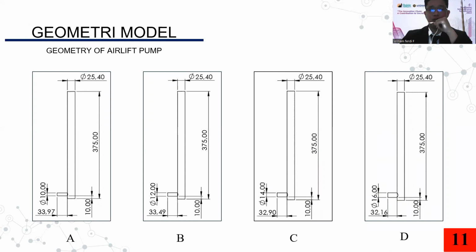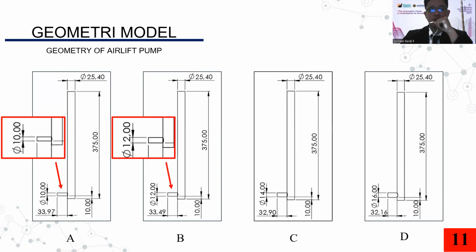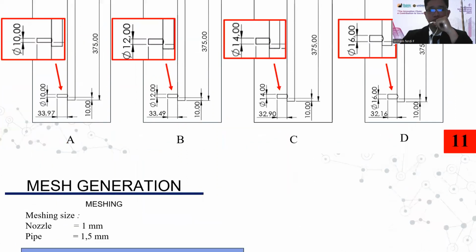centimeters, and the diameter of the pipe is 1 inch or 2.54 centimeters, with variations of the nozzle diameter of 10 millimeters, 12 millimeters, 14 millimeters, and 16 millimeters.